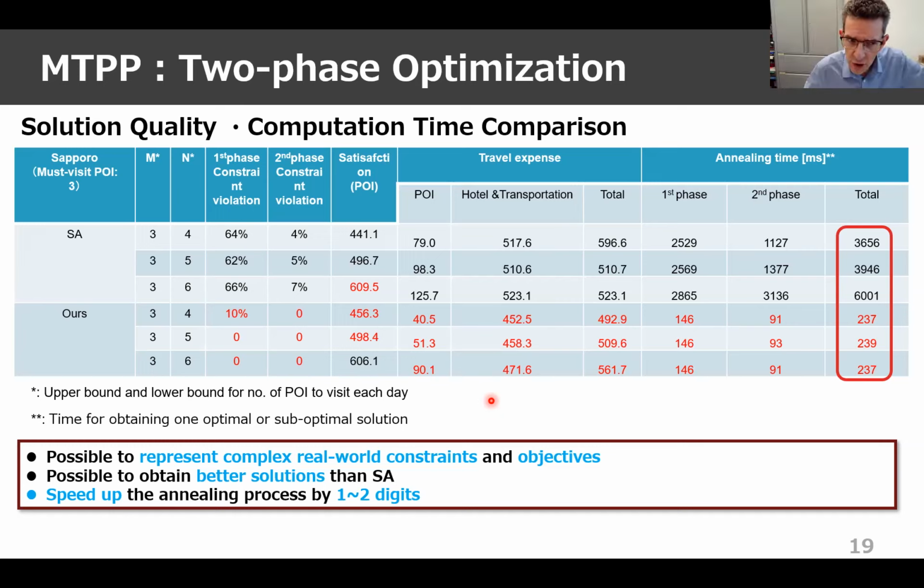But have you done experiments where you change the number of points of interest and see how the computation time varies as a function of the number of points of interest? And then compare, I mean, that's what I'd like to see, a comparison between simulated annealing and the Fujitsu annealer as you change the number of points of interest. That would be an interesting comparison.